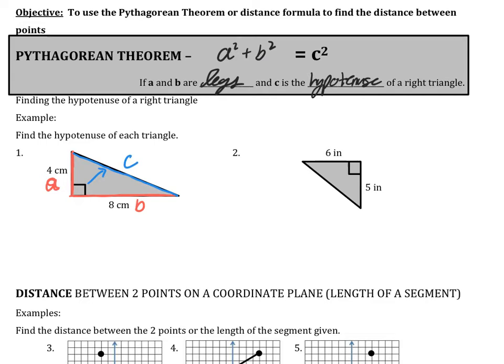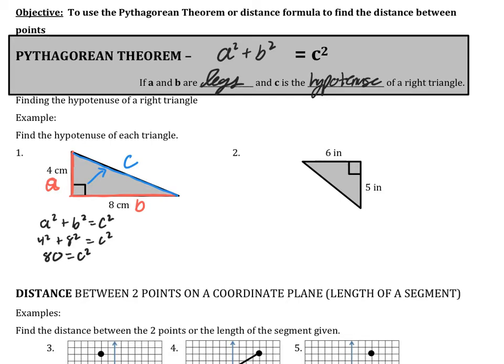Okay. Now we're simply going to apply the Pythagorean theorem. So it says a squared plus b squared equals c squared, and we want to go ahead and substitute in our values. So that would be 4 squared plus 8 squared equals c squared. Okay. 4 squared plus 8 squared is 80. Now, I don't want to know c squared. I want to know what c is.